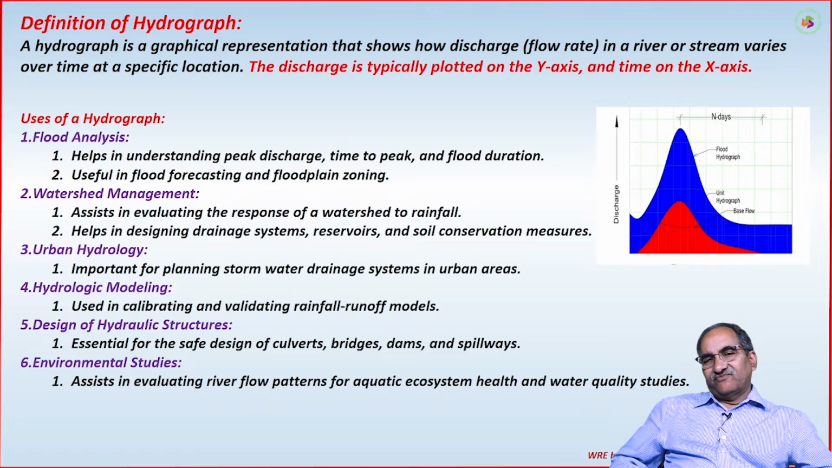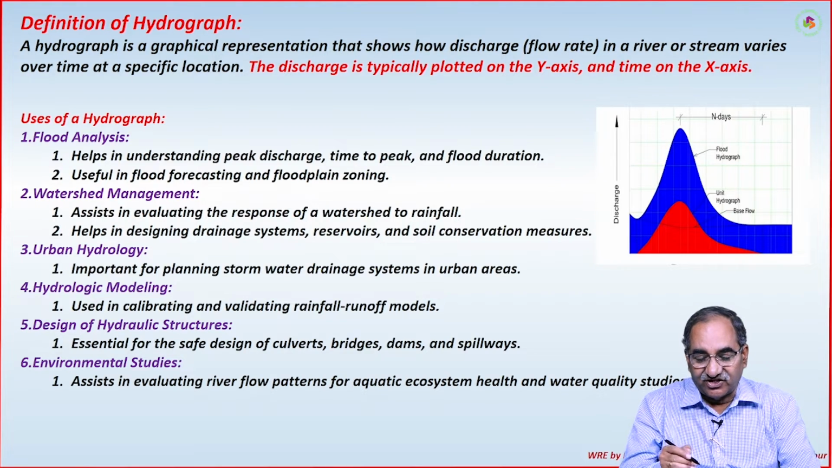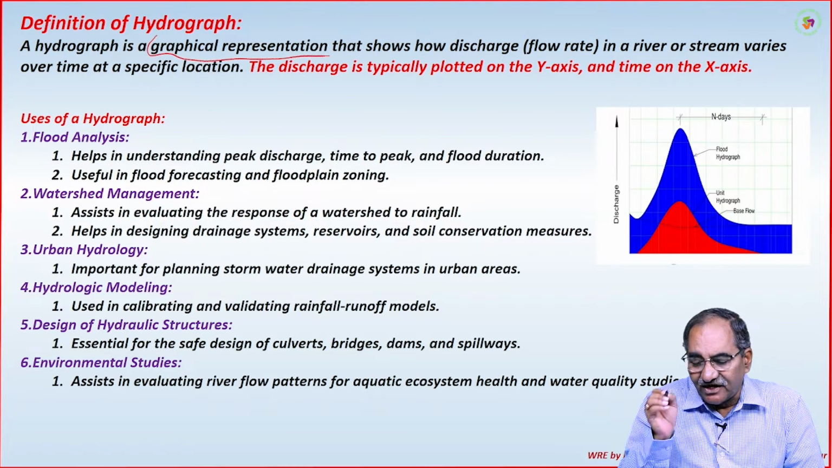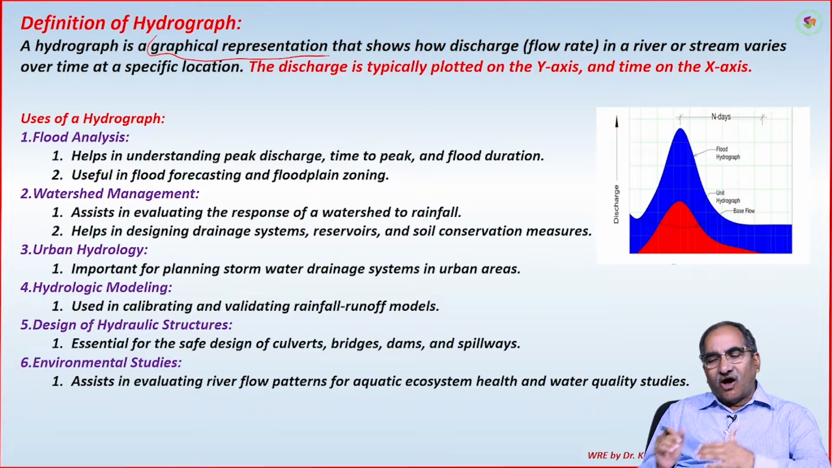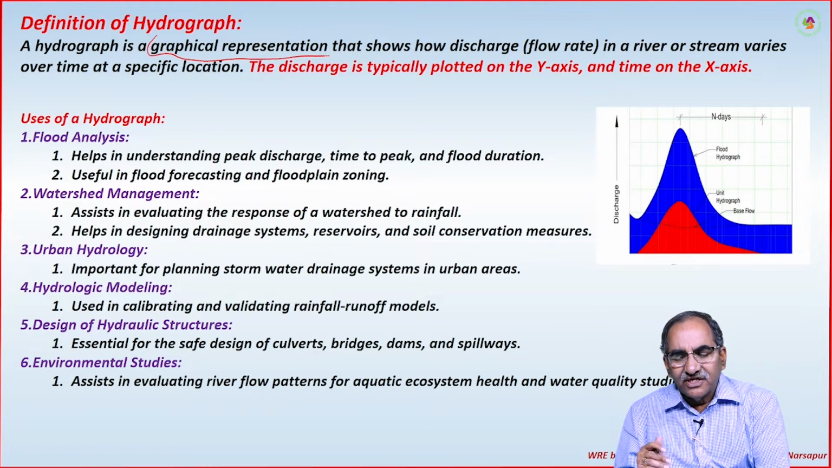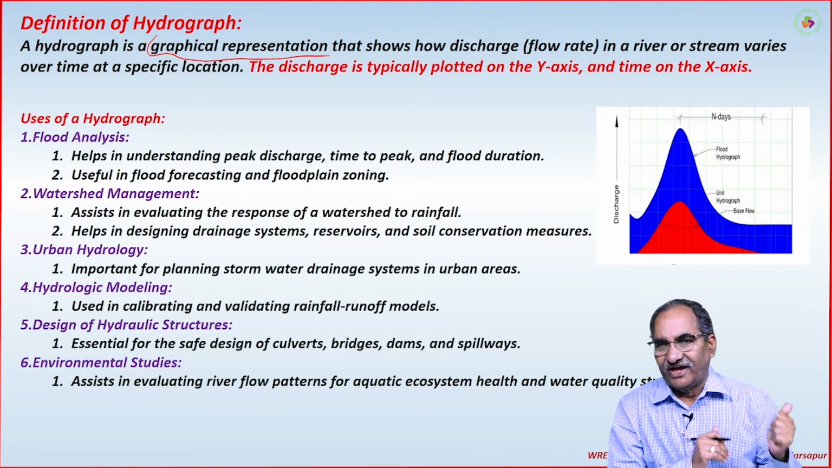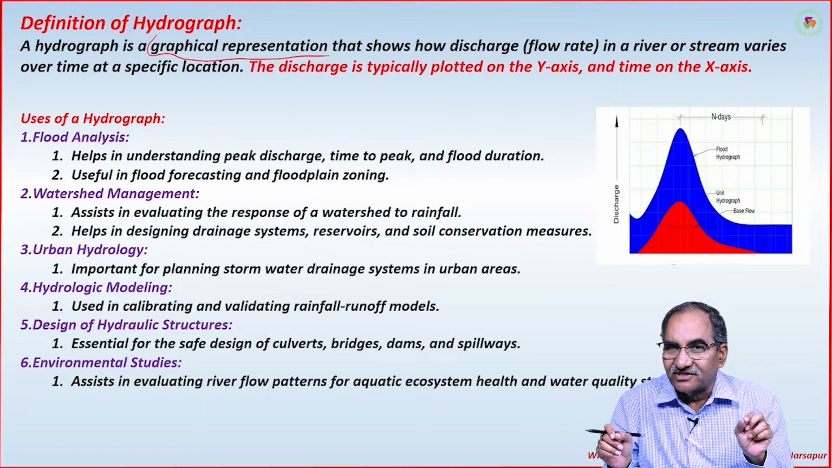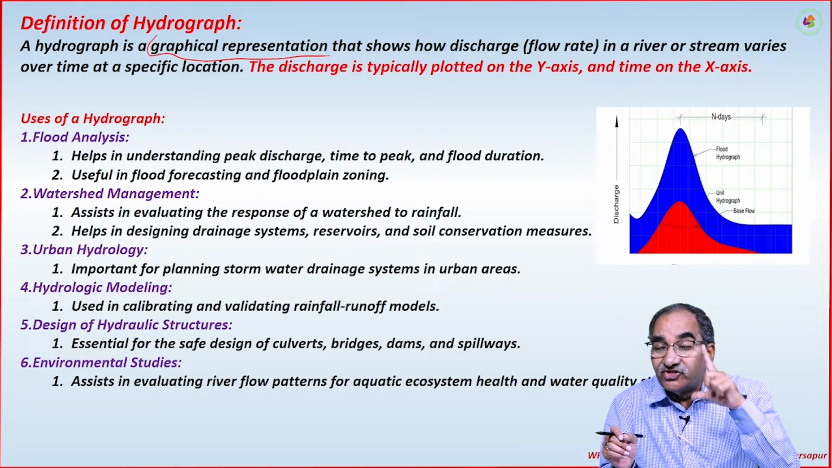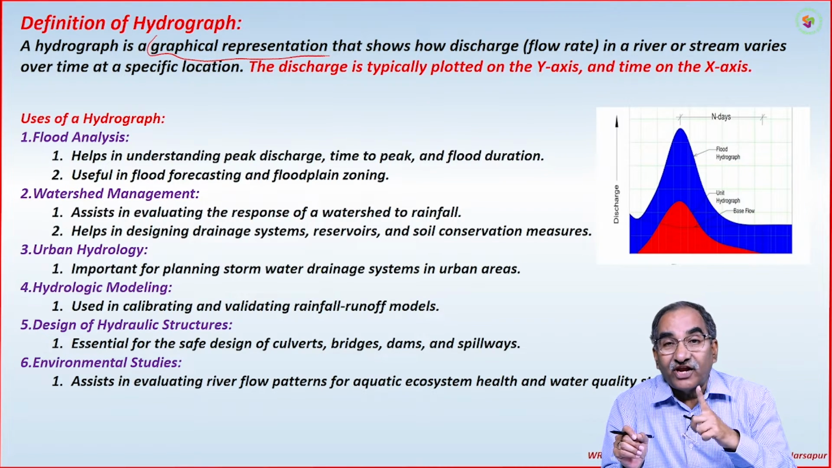Let us talk first about what is a hydrograph. A hydrograph is just a graphical representation. Fine? Just simple, it's a graphical representation. What does it show on the x-axis, and what does it show on the y-axis? It shows time on the x-axis. It shows the discharge on the y-axis. Discharge means flow rate. It is in meter cube per second.